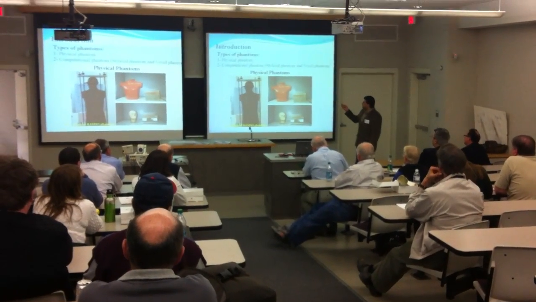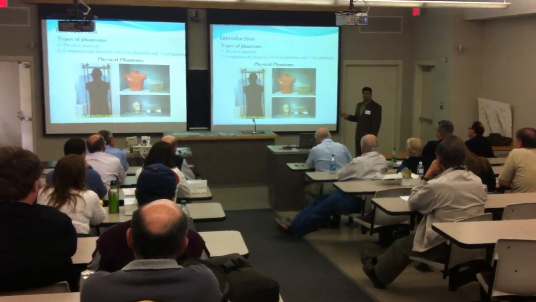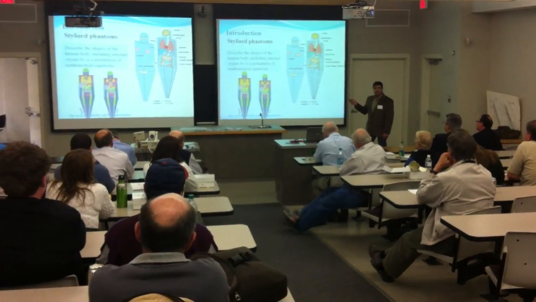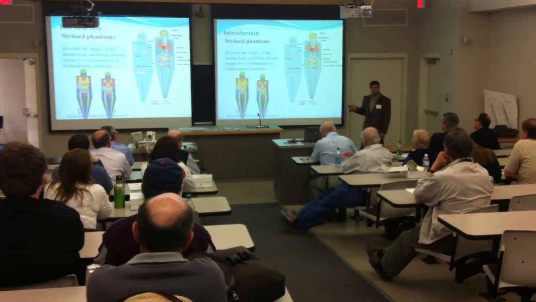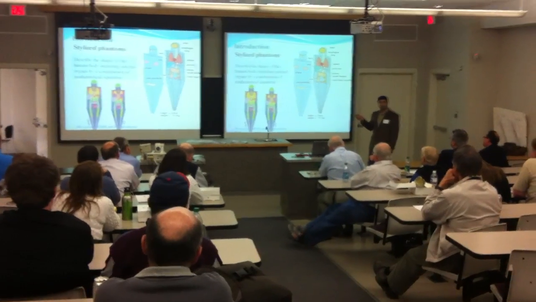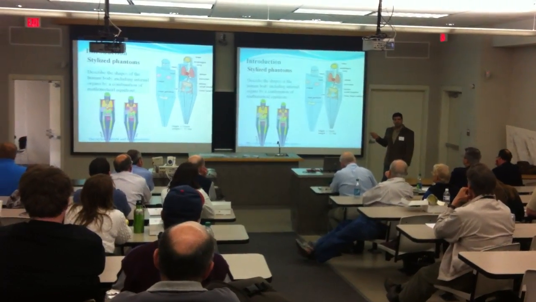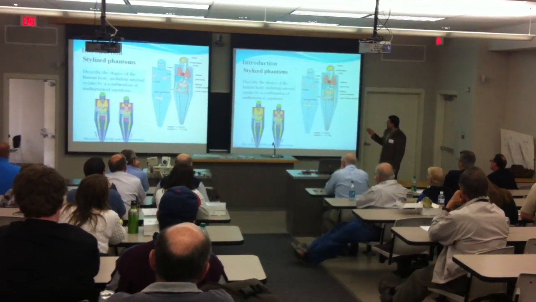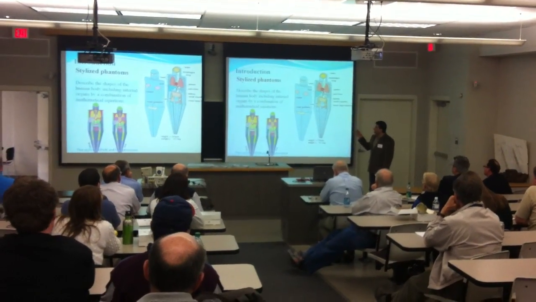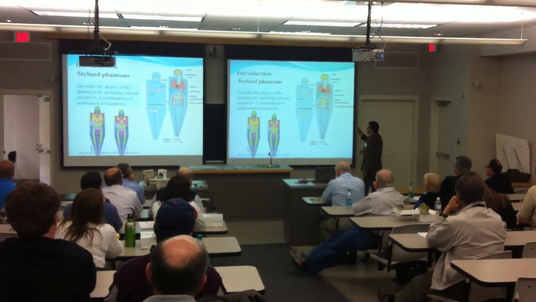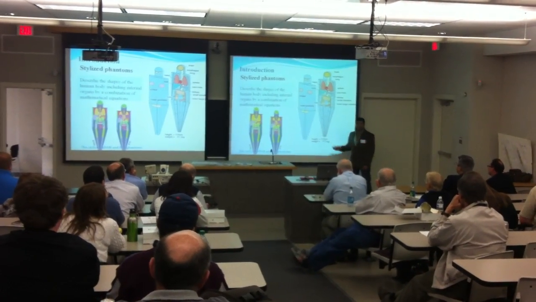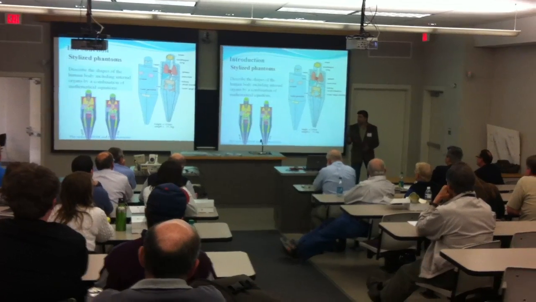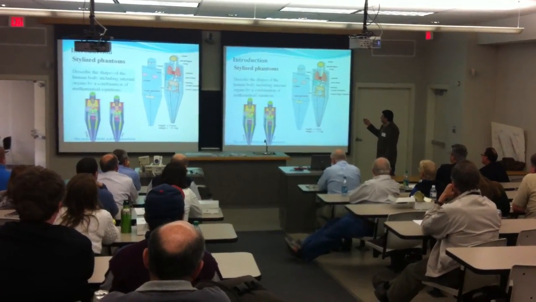Computational phantoms are divided into stylized phantoms and voxel phantoms. The first stylized phantom in the history of computational models was developed by Fisher and Snyder at Oak Ridge National Lab in 1966. Stylized phantoms described the shapes of the human body, including internal organs, by mathematical equations describing cylindrical, spherical, or conical surfaces.